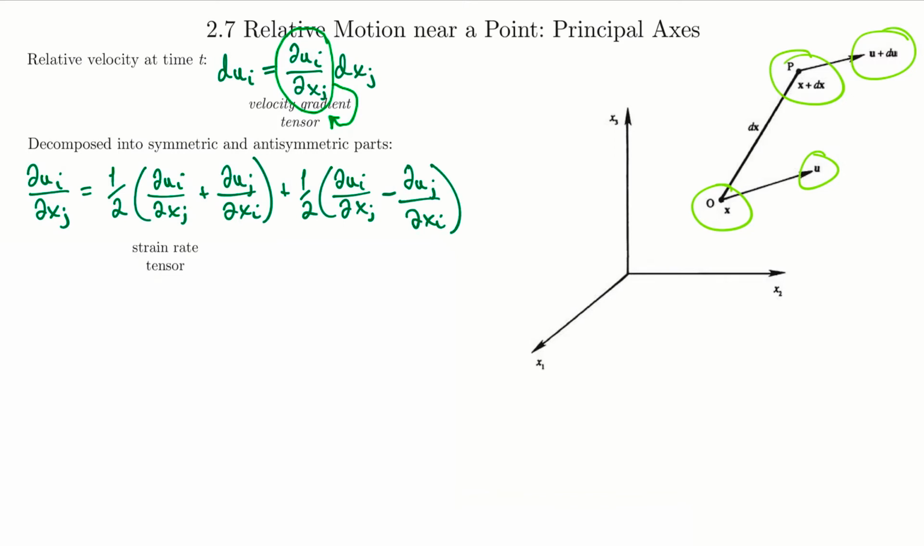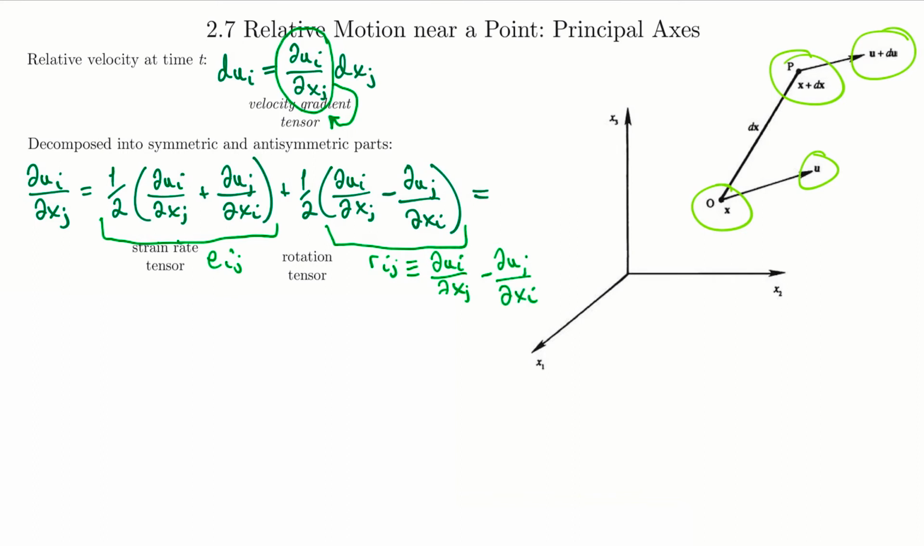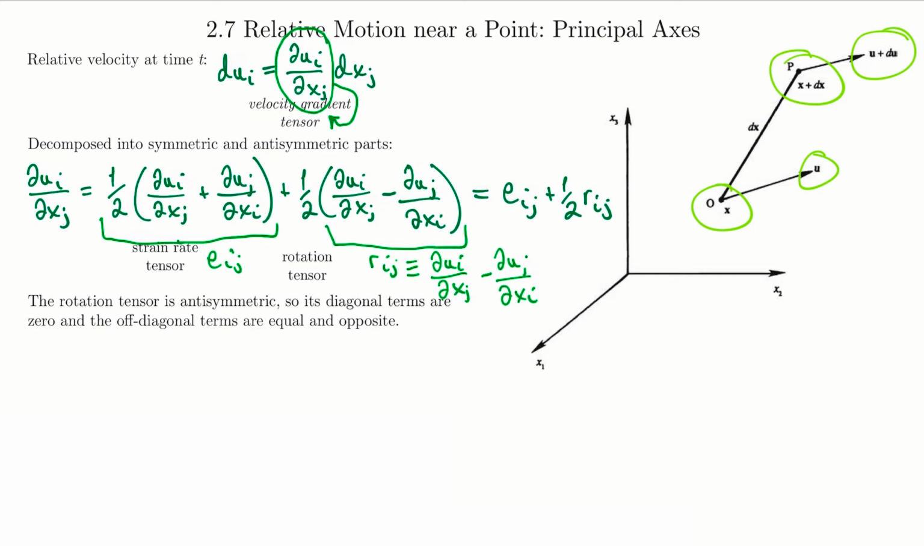And then we can see that this here is our strain rate tensor. And then this here is our rotation tensor. Call that Rij, which is defined as this. So this actually equals this. Okay, now Rij, we can see from this definition, is antisymmetric. So that means its diagonal terms are 0 and the off-diagonal terms are equal and opposite, okay? So it therefore has 3 independent elements, R13, R21, and R32.